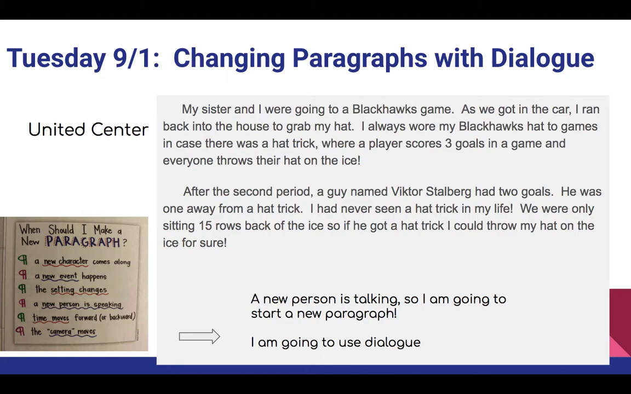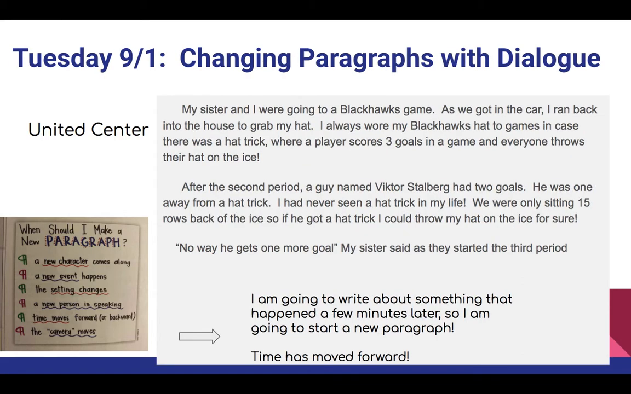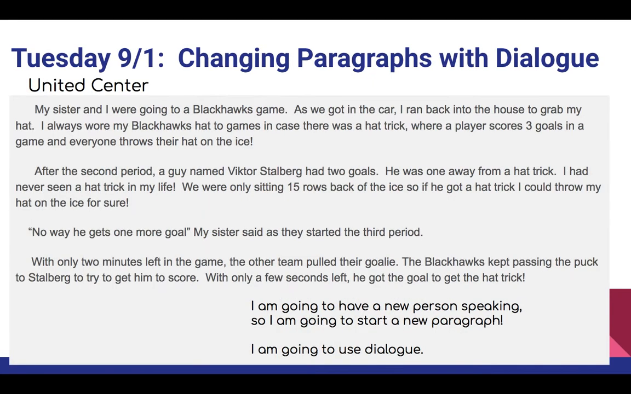So now a new person is about to start talking, so we are going to start a new paragraph. We are using dialogue. "No way he gets 1 more goal," my sister said as they started the third period. Here we go now. We are fast forwarding time, so we have to start a new paragraph. With only 2 minutes left in the game, the other team pulled their goalie. The Blackhawks kept passing the puck to Stahlberg to try to get him to score. With only a few seconds left, he got the goal to get the hat trick.